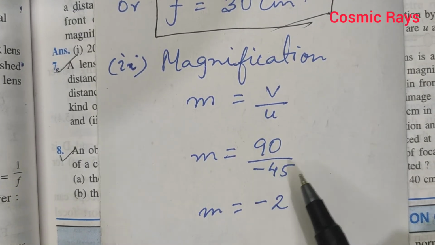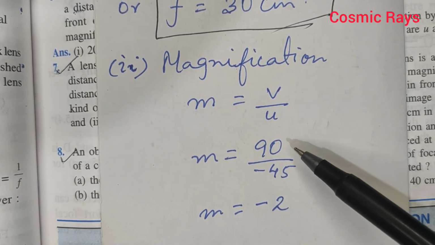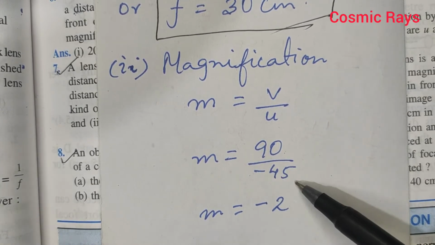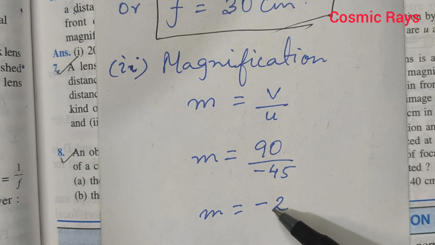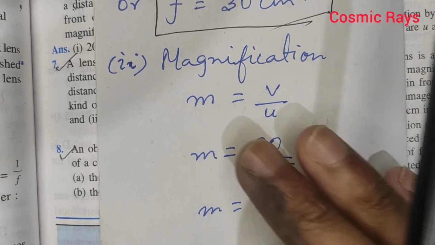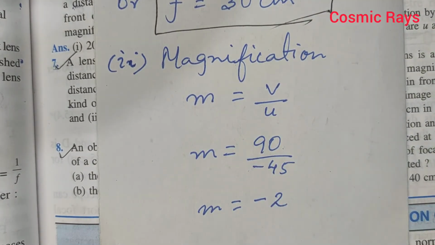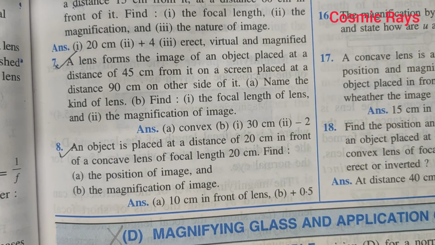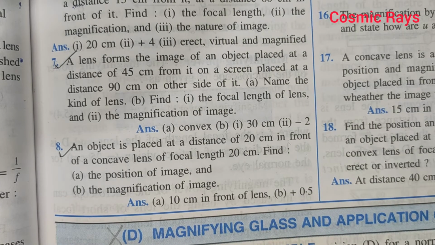Now the magnification is v upon u. So we put the values along with the respective sign. v is 90 upon minus 45. So magnification is minus 2. Whenever we say that magnification is minus 2, so m is negative, that means the image formed would be a real image.